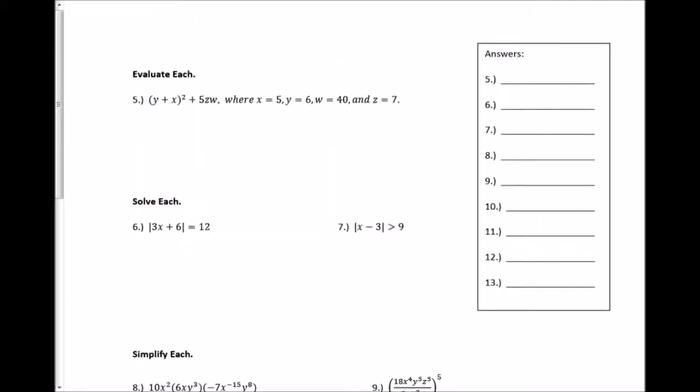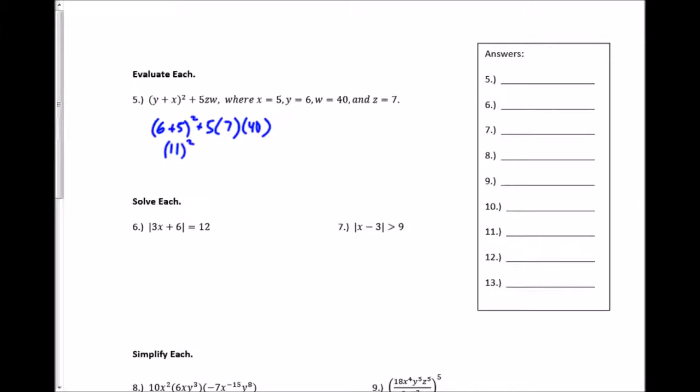In this one we want to evaluate, so we're just plugging these values in. So I plug the 6 in for the y, I plug the 5 in for the x. I plug the 7 in for the z, and I plug the 40 in for the w. And then I just plug away.